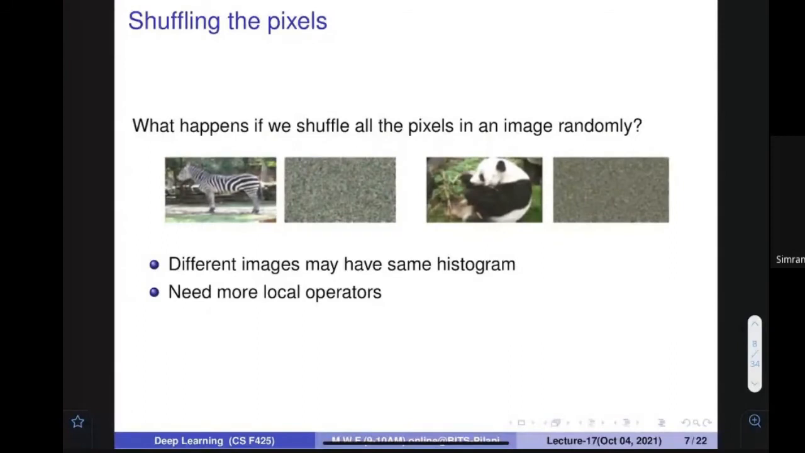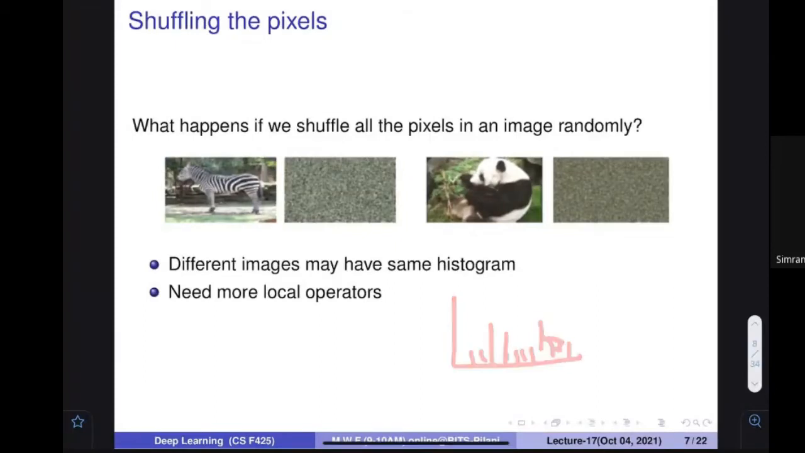In the last class we also discussed that the histogram seems to be a very good representation of an image. So why not, if there are two images, use this representation to match them? Or even better, can we use it as a feature? It looks like it can be done.